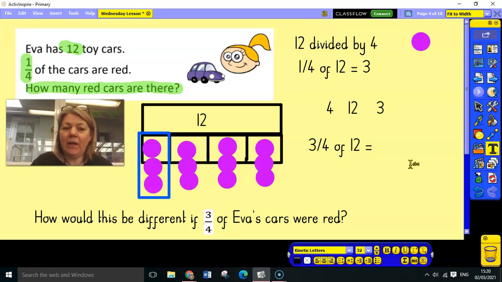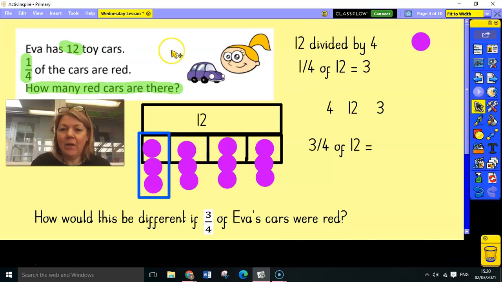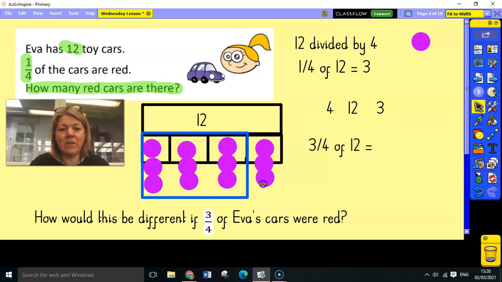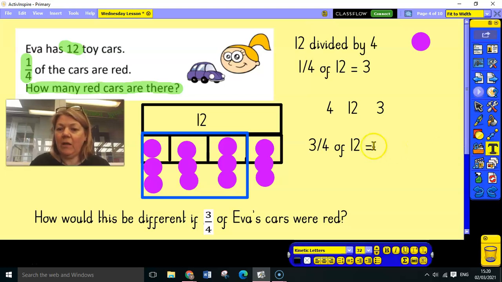You're absolutely right. I need to look at my numerator here, because if I think about this question, it was asking me about 1 part. But here, I know that 3 parts of Eva's cars are red. So I'm not counting 1 part, I'm not counting 2 parts, but I'm actually counting 3 parts. And I can see in these 3 parts, I've got 3, add 3, add 3. I've got 9. So 3/4 of 12 are 9. 3/4 of Eva's 12 cars are now red. That means 9 of them are red.